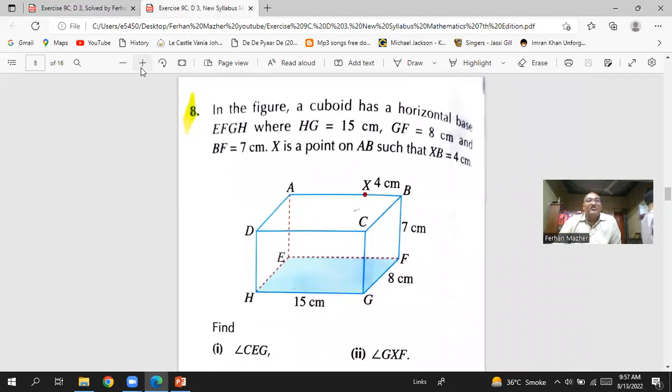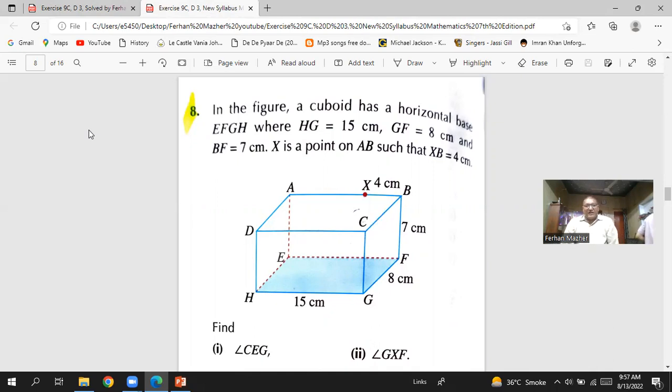Okay, so in the question number 8, he says, in the figure, a cuboid has a horizontal base. So it's like a box, it's like a room. G, F, E, H are the four corners of that box or room on the floor. And C, B, A, D is like the roof of the room, the top of that box. C is exactly above the G, B is exactly above the F, A is above E, and D is above H. So you can consider it like a room or like a box, and then it will become easy for you.